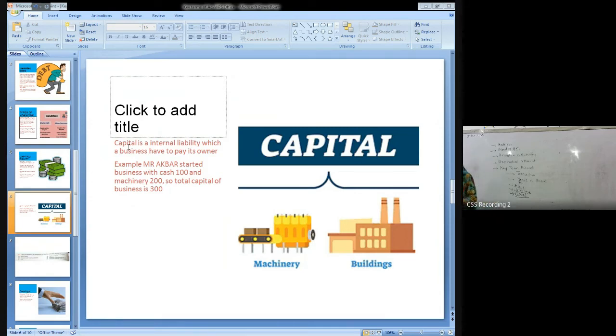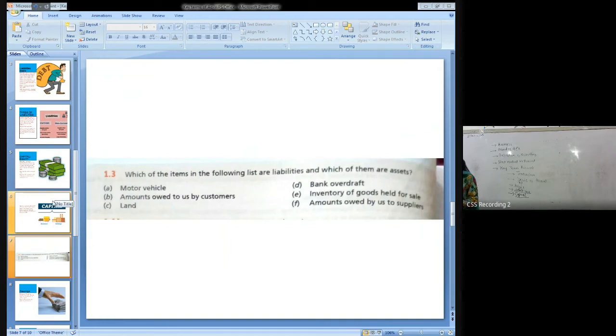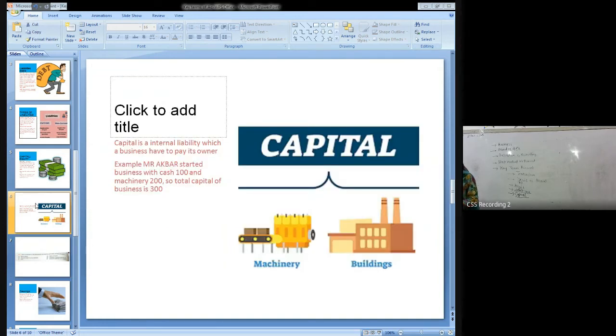For example, moving towards slide number 5, Mr. Akbar started a business with cash of rupees 100 and machinery, which is a non-cash item, of rupees 200. So the total capital of the business would be 300. And you can see in the slide examples that machinery and building or cash items are called capital. So these are all forms of capital.